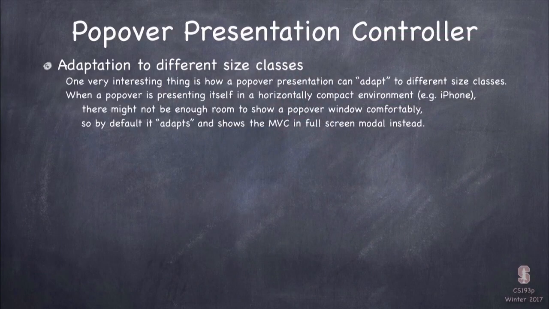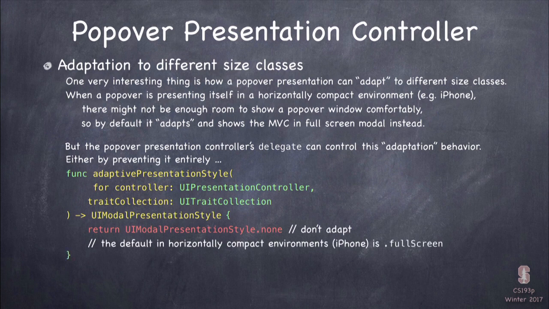And as I said before, the system will automatically adapt to the fact that you're in a horizontally compact environment, and it will make it full screen instead. But via this delegate, this popover presentation controller delegate, you can control that adaptation behavior. You can prevent it, you can modify it. So let's talk a little bit about how that works. So this adaptation to the size classes, let's just look at the code right out of the gate. This delegate method of the popover presentation controller is called adaptivePresentationStyle for controller traitCollection.